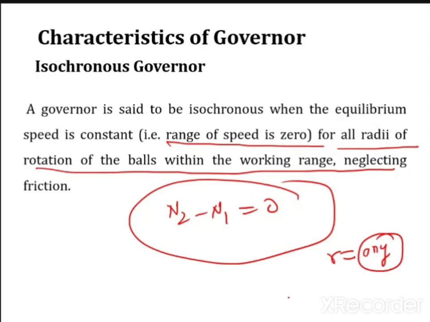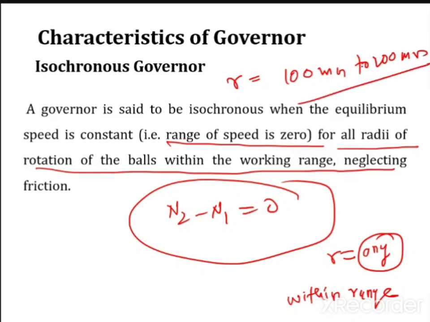For R equal to any value, and very, very important, within a range. For example, let us say R is equal to 100 mm to 200 mm, this is the range of R. Obviously, we always have some range, from 0 to something or from 100 to 200, because whenever you are designing a governor, you always have to consider the range. So whatever the value of R in this range, say 101, 102, 119, if N2 minus N1 becomes 0, the governor is isochronous. We have already calculated N2 minus N1 for the Porter governor as 20.7 or 38.7; for different conditions, we were getting different answers.